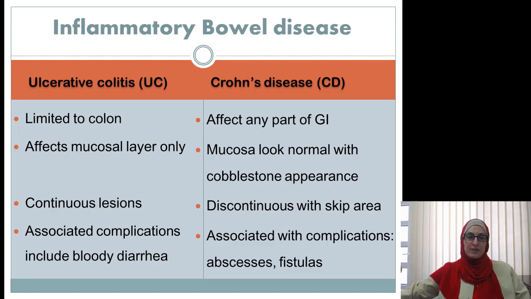The complications of the diseases are different. So in ulcerative colitis, usually the patient would have diarrhea, severe diarrhea, bloody diarrhea. This is not really the case in Crohn's disease. However, the patient would have a higher chance to develop abscesses and fistulae within the GI system.